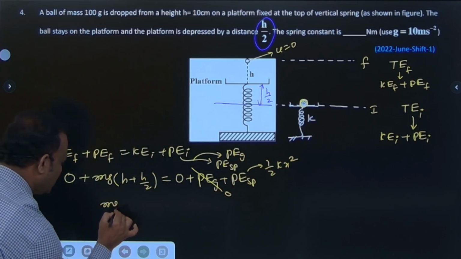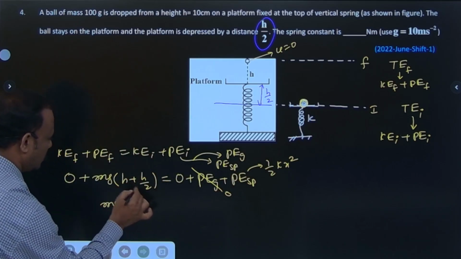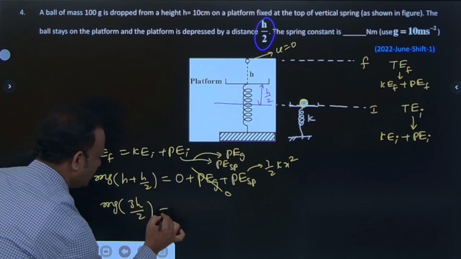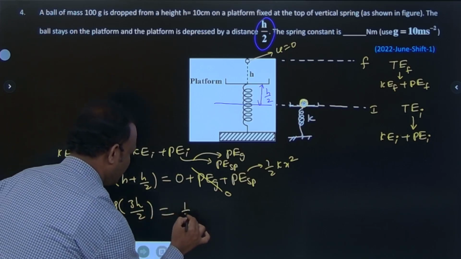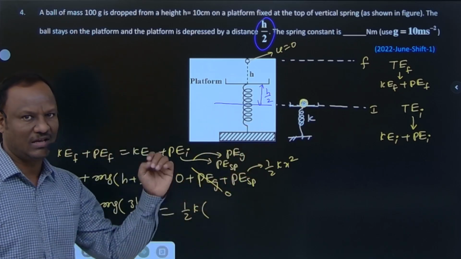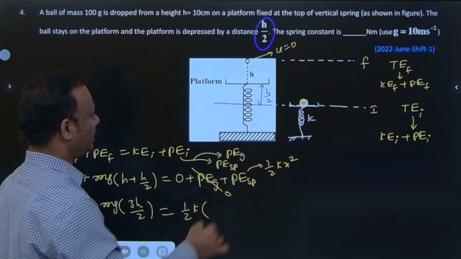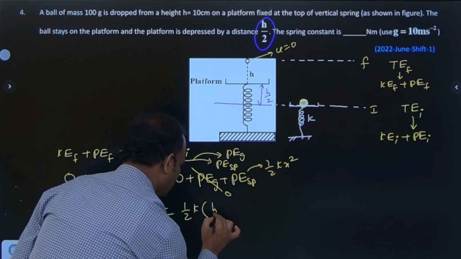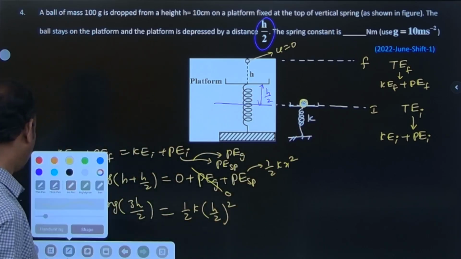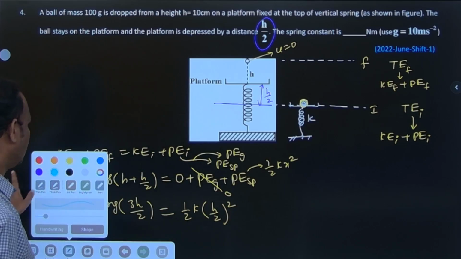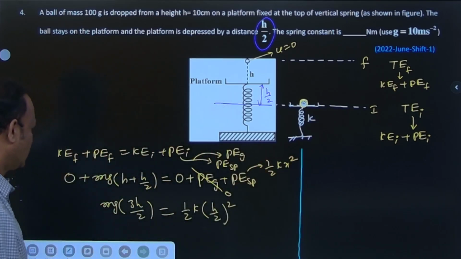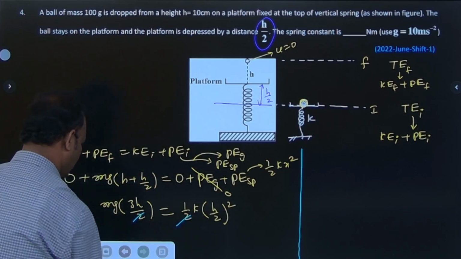So it's mg times of 2h plus h. What is this? It's 3h by 2 is equal to half k. X stands for elongation or compression. Okay, x is h by 2 whole square. Now a proper simplification we can get. This is the condition. Okay, so now I'm taking this 2 and 2 cancel.